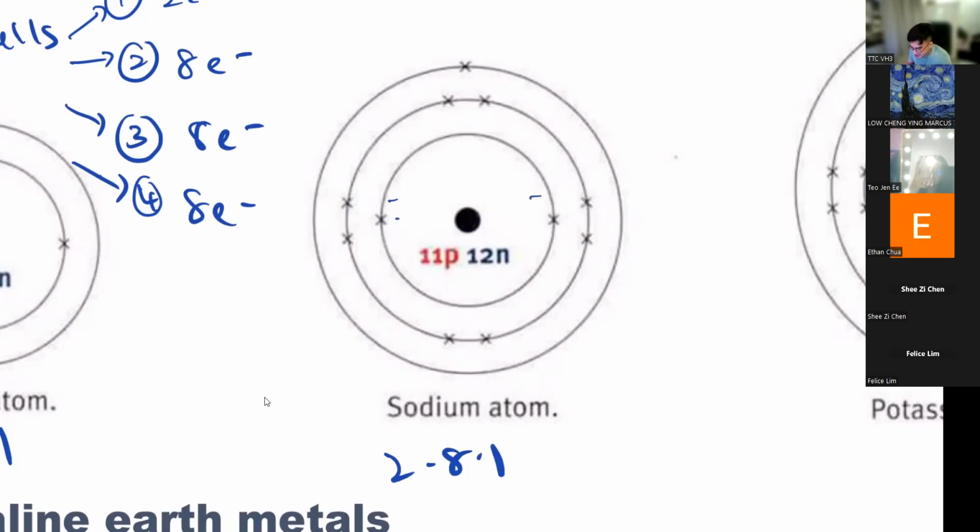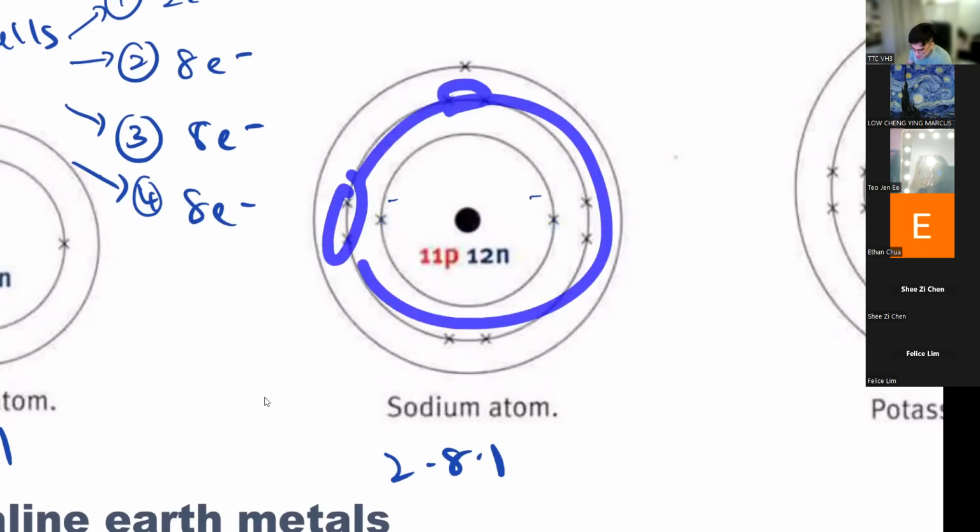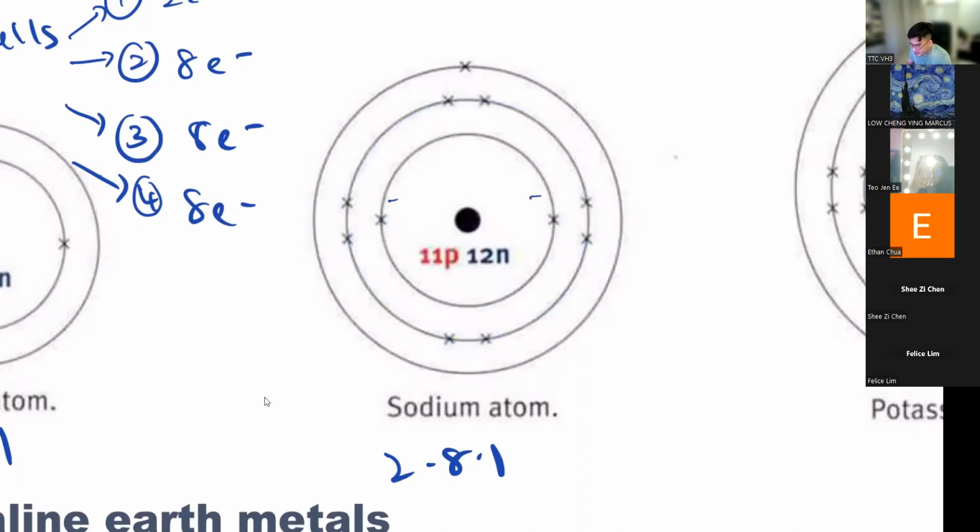So negative and negative, they don't really like each other, so they're opposite each other. And then for the second shell, you have 1 pair, 1 pair, 1 pair, 1 pair. You may say, why are they together now? This one they have no choice, so they are in one pair, one pair, one pair, one pair.